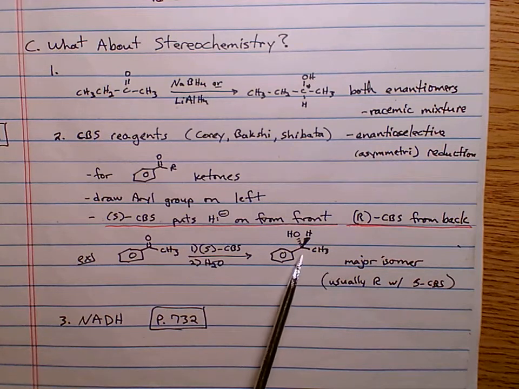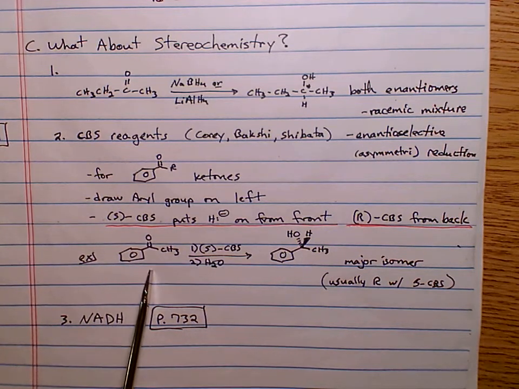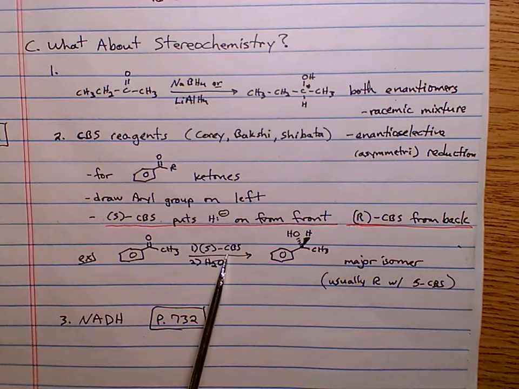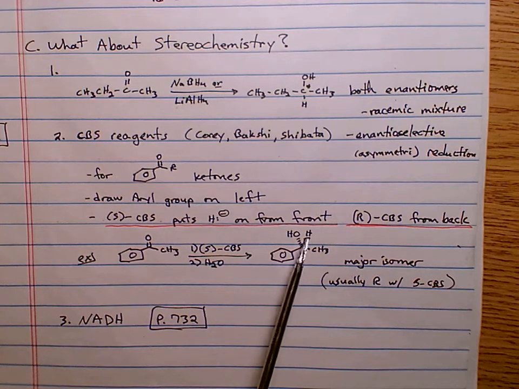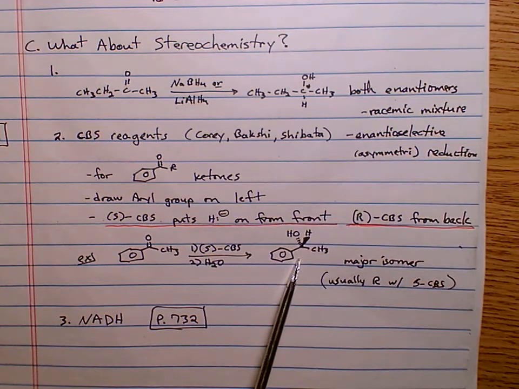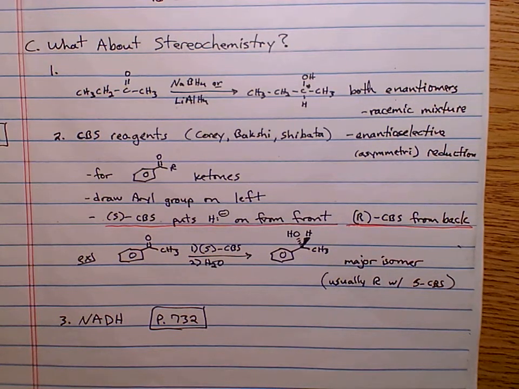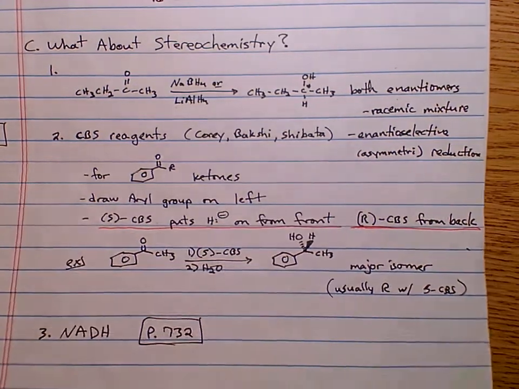You will often find that if you had this molecule here and you had the S CBS reagent, that means a hydrogen comes in from the front, you will get 97% this isomer, only about 3% of the other enantiomer. And that's pretty impressive, and that gives you Nobel Prizes.